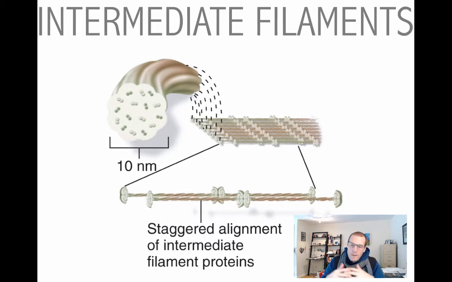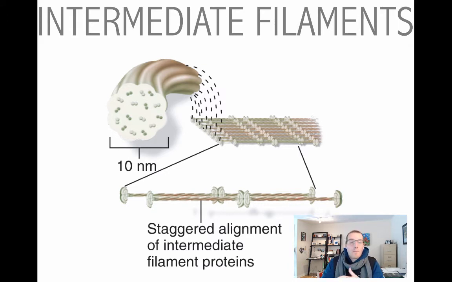Let's look next at the intermediate filaments. These are the filaments which are midway between actin filaments and microtubules in terms of diameter. Intermediate filaments are hugely diverse. Actin filaments and microtubules are always the same structure and always made from the same proteins. Intermediate filaments have a general rule of thumb in terms of their structure, but numerous proteins can be used to make them up.